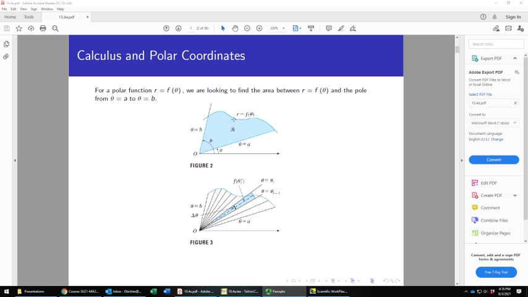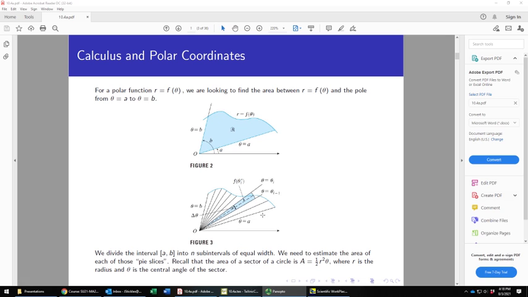But we're going to attack it in the same way that we attack problems in rectangular coordinates. We're going to slice up our region into pieces that we know the areas of, and use those areas of those small pieces to approximate the bigger area by adding them all up. We're going to divide the interval from a to b into n subintervals of equal width. Here, though, we're going to use pie slices, if you will, or sectors of a circle, to approximate the areas.